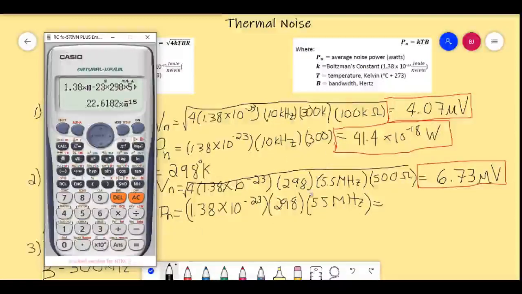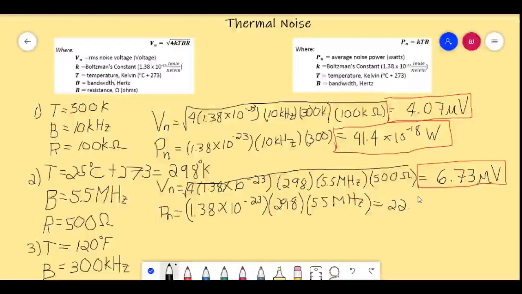Press ENG, so you'll have 22.62. Negative 15 is femto, F. Femtowatts, because this is noise power. So if it's above 15, like 18, 21, you just leave it as is, just like example 1. But for 15, it is actually femto, which is letter F. Negative 12 is pico. Then we have nano, micro, and milli. All multiples of 3 on the negative scale.